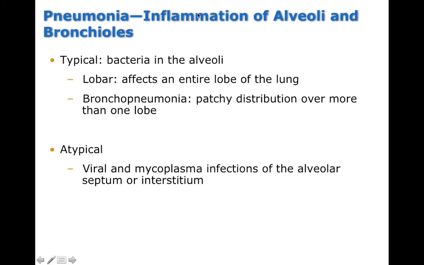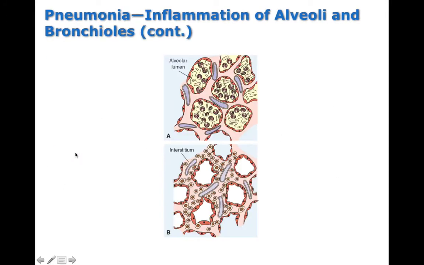So, in terms of pneumonia, we think about this as being inflammation of the alveoli and bronchioles. Now, with typical pneumonia, there's bacteria in the alveoli, and if it affects alveoli of a particular lobe, we call it lobar, or if it affects distribution over more than one lobe, we call that bronchopneumonia. Now, atypical pneumonia is either viral or mycoplasma, and these are going to be infections of the alveolar septum or the interstitium. So we're saying that these have actually gone into the tissue itself, and they're more disseminated throughout the lung tissue, not just in the space of the lung itself. And that would be more associated with atypical pneumonia.